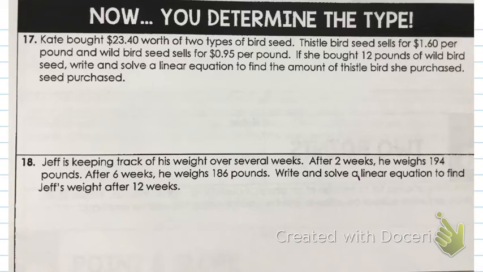So Kate's buying all this bird seed, all right? $23.40 worth. She gets the thistle kind for $1.60 because thistle must be fancy, and 95 cents per pound for the wild stuff. Okay, when she wants to be wild. I'm looking for a volunteer just by a raise of hand on Zoom here. Who can tell me what type of information I have here? Like what are pieces of a line I have here? Or maybe they're not pieces of which equation? Which equation would this fit in?